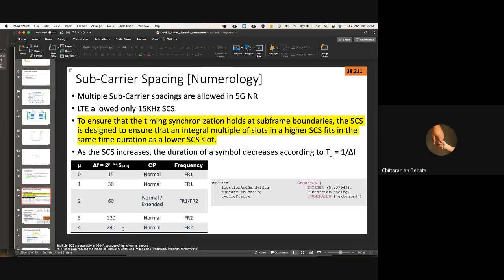Sir, could you please explain what is FR1 and FR2? Okay, sorry. FR1 is called frequency range 1. Frequency range 1 is from 0 to 6 gigahertz. Frequency range 2 is the millimeter wave systems. FR2, it's called frequency range 2. That mainly deals with above 22 gigahertz. Okay, I'll show you the document. So essentially, FR2 is the millimeter wave, FR1 is the sub 6 gigahertz. Is it clear, Chitranjan? Yes, sir.